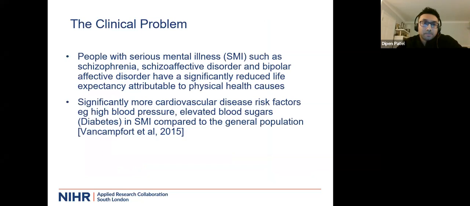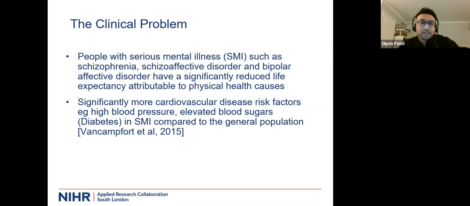So point number one, the clinical problem. In this case, in a mental health setting, we know that people with serious mental illnesses such as schizophrenia, schizoaffective disorder, and bipolar affective disorder have significantly reduced life expectancy. That's attributable in part to chronic physical health causes, namely cardiovascular disease risk factors, such as high blood pressure, diabetes, and elevated blood sugars, compared to the general population. And that's well documented in the literature now.